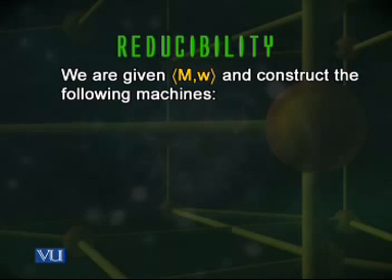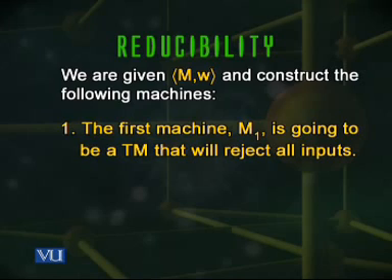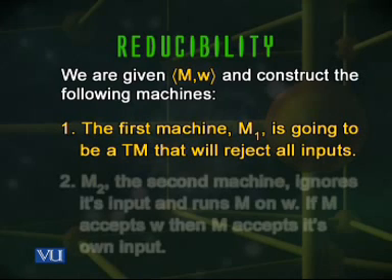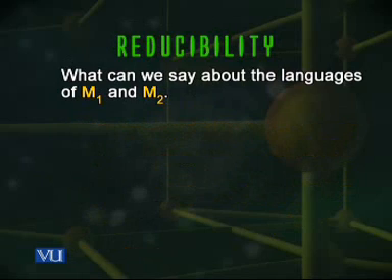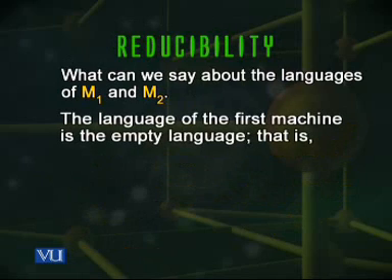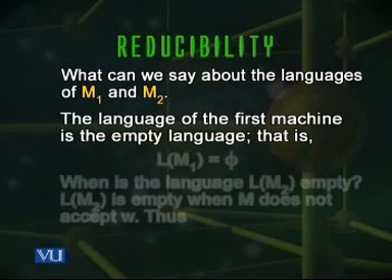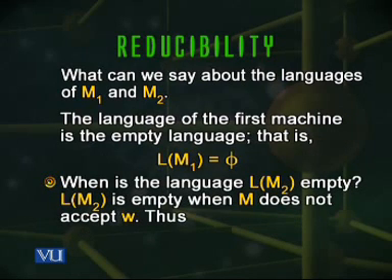Now suppose we take the pair M, W, and we construct new Turing machines as follows. M1 is going to be the Turing machine that rejects all inputs. M2 is the following Turing machine: it ignores its own input and runs M on W. If M accepts W, then M2 accepts its own input. So what is the language of M1? It's the empty language because it rejects all possible inputs. On the other hand, when will the language of M2 be empty? It will be empty only when M does not accept W.